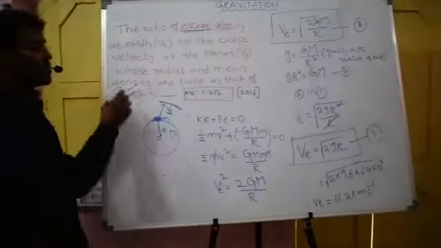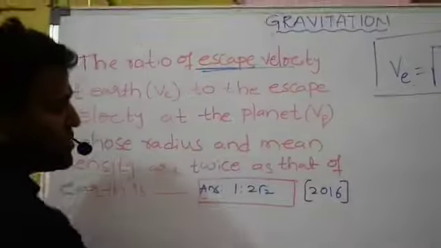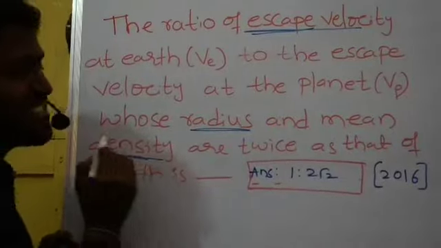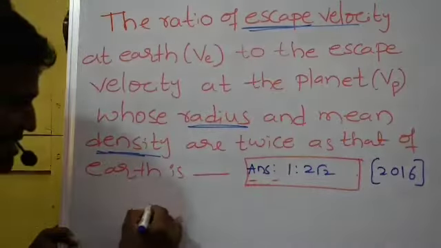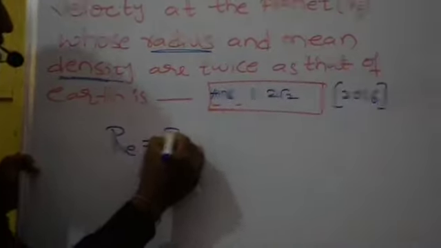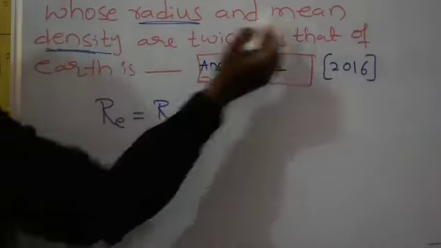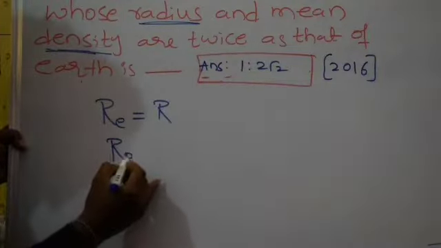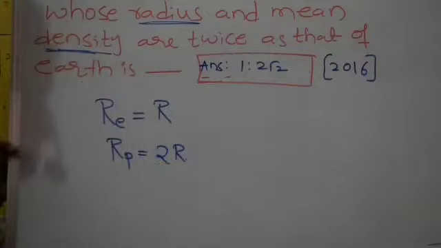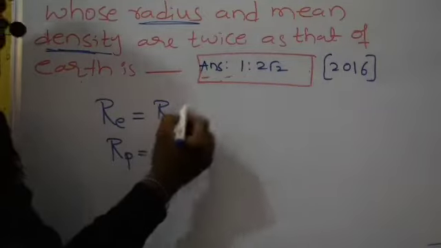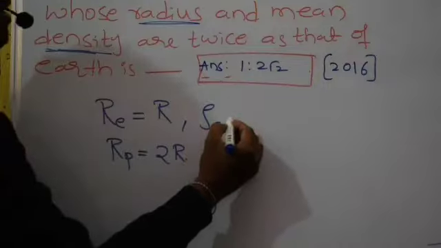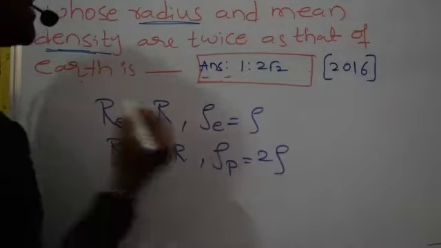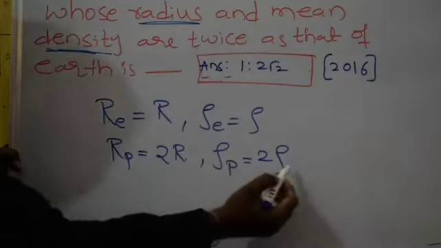Okay, I will explain this problem now. Here we derived the velocity equations. Here it is given in terms of the radius and density. First I am writing the radius of the earth, R_E is equal to R. He gave that the radius of the planet is twice that of the earth, so the radius of the planet R_P is equal to 2R. He mentioned it very clearly. Next, the density of the earth rho_E is equal to rho, and the density of the planet is twice that of the earth, so I have written 2 rho.